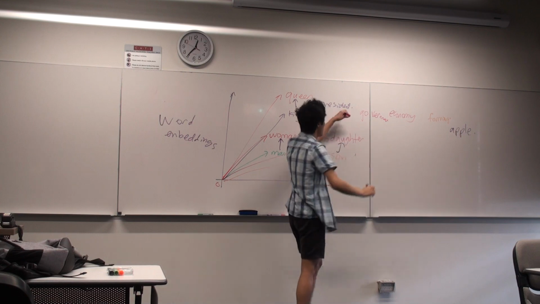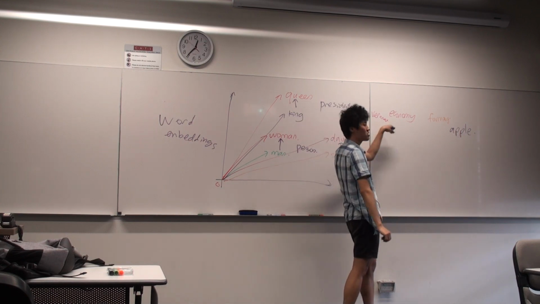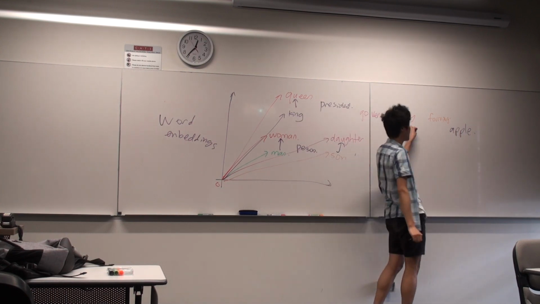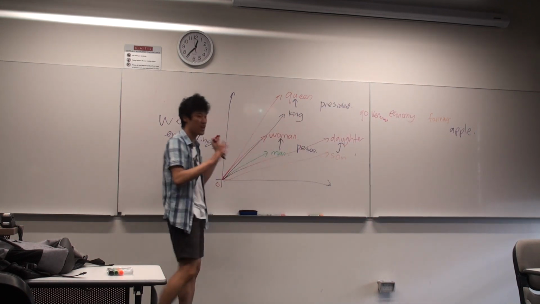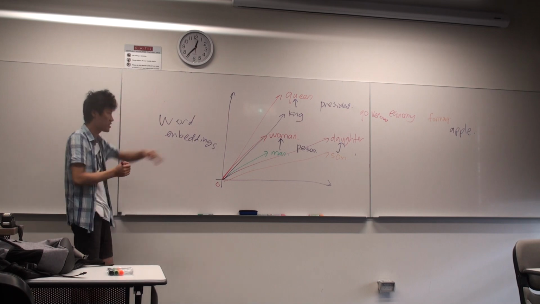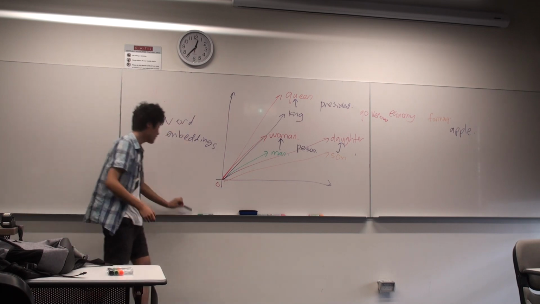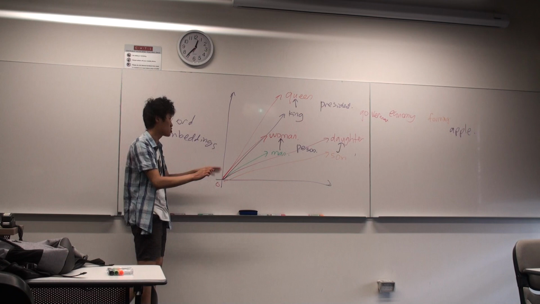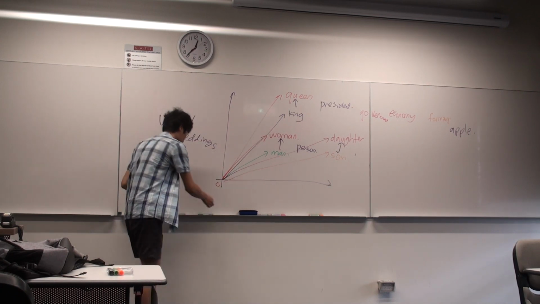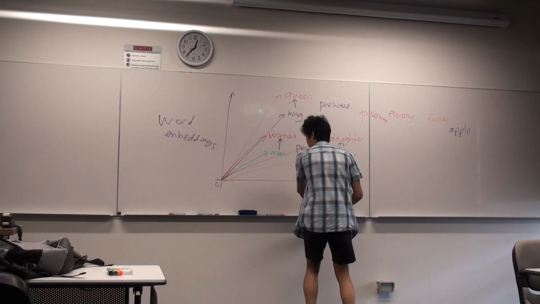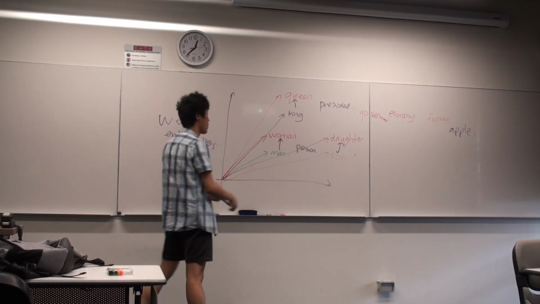Because the president manages the government, which manages the economy, and farming is related to the economy, and apple is related to farming. So everything is connected in this word-dimensional space. This is what word vectors do. They project words into some sort of n-dimensional space, and then it has this relationship. I'm going to discuss word vectors now. This is just a snapshot of what word vectors do.